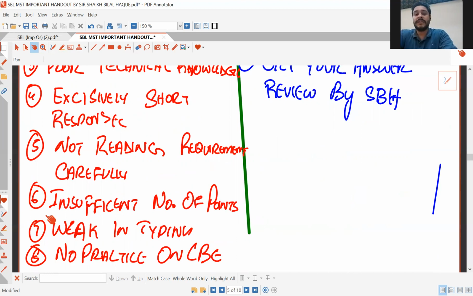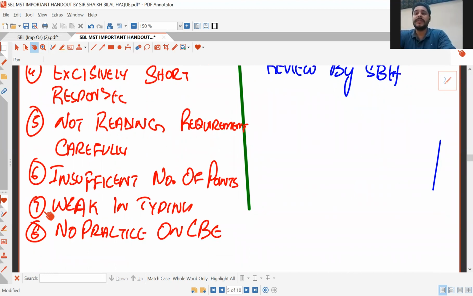Now, another mistake that students commonly make is that they are not reading the requirement carefully, giving an insufficient number of points. So if there are 10 marks for a particular question, make sure you write 5 points. You have to do this in the given scenario, in the stated format, otherwise you will lose marks.